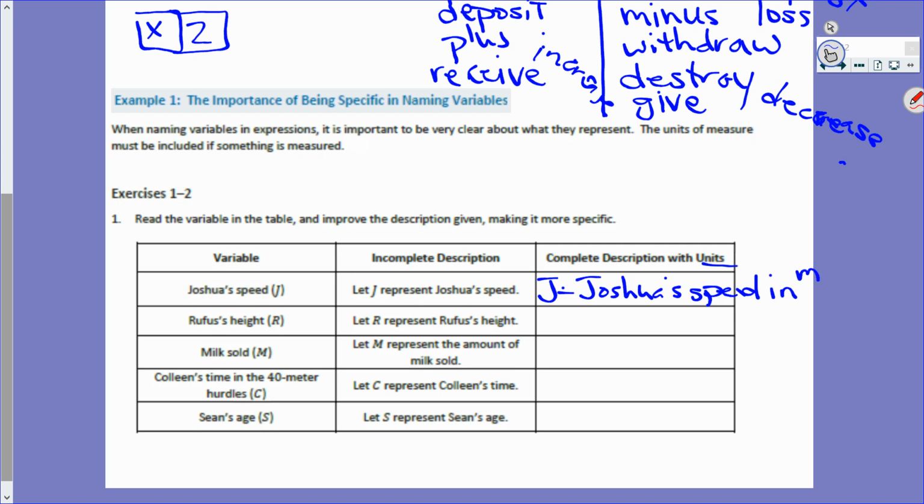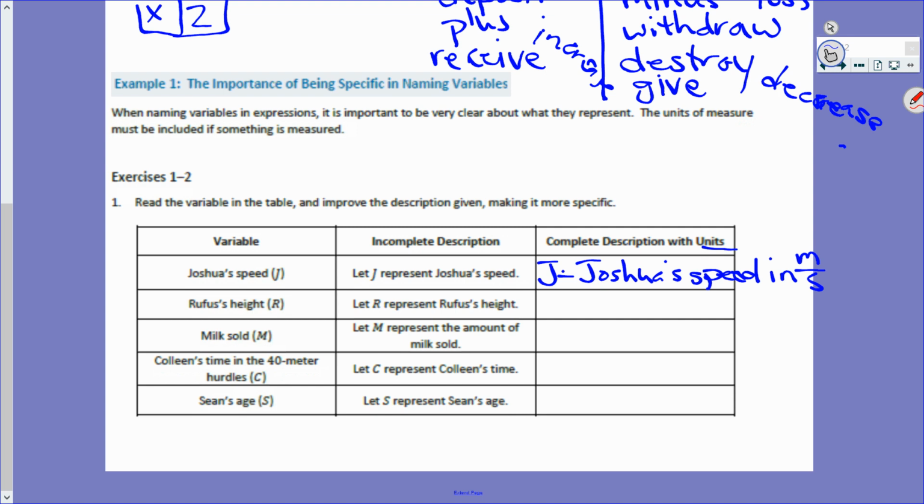in meters per second. If I were running a marathon, how would I do my speed? Would I still do meters per second? No. Miles per hour, right? Because if I'm doing 26 miles, I'm not measuring that in seconds. That's going to be measured in hours. Make sense? Okay, so now that we've got that as our baseline, what if I talk about Rufus's height?